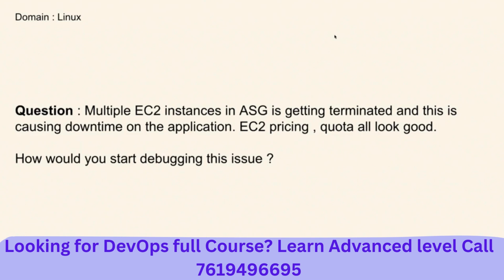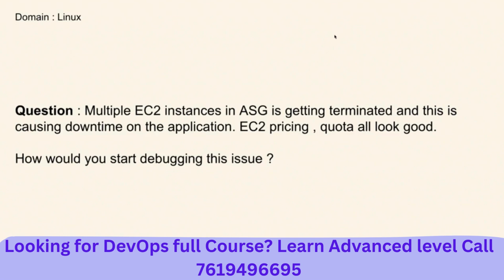So what are they expecting from you? They have already made certain debugging steps for you, and they're trying to tell you here that there are no issues with the auto scaling group itself. And where could the issue be? The only factor that we are aware of is that the EC2 instance is getting terminated. Based on this, how would you start debugging?